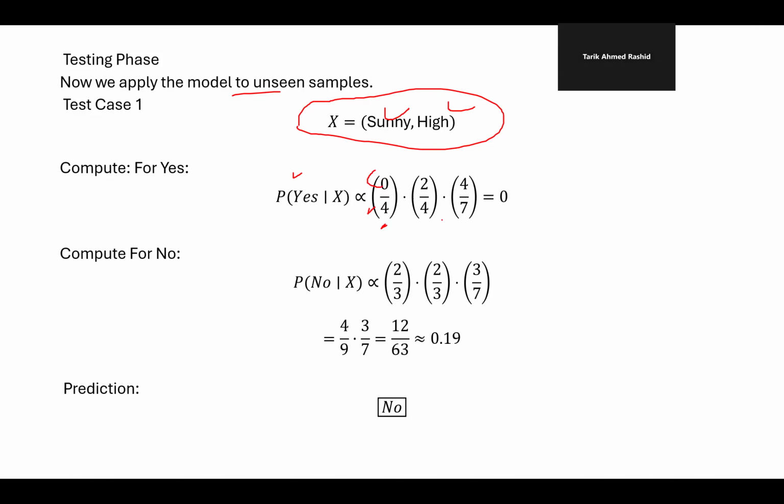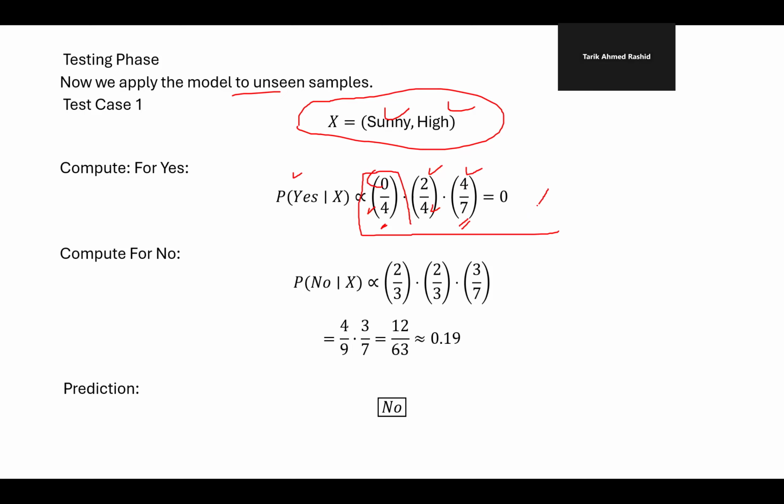We don't have any, so 0. Now, multiply by high. How many highs do we have with yes? 2. But how many yeses do we have in the data set? 4. Now, multiply by the probability of samples of yeses over the total samples of the data set. Total samples of data is 7, and 4 of them are yes. So this whole will make it 0, because you have 0 here.